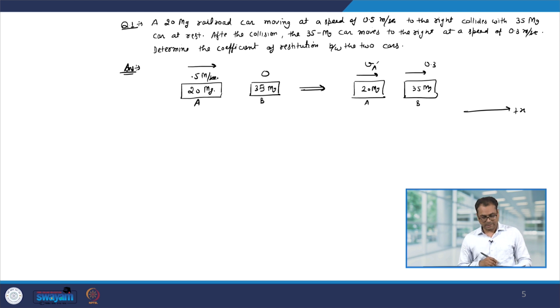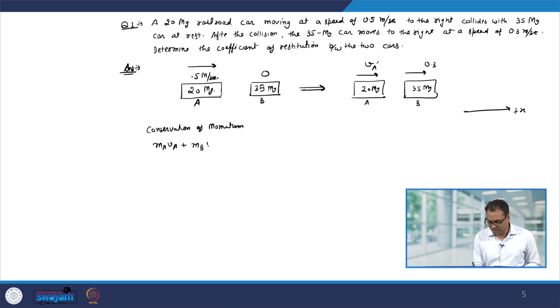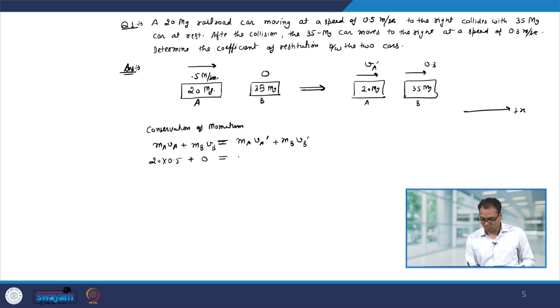Let us take this as positive x direction. To find out V A prime, we can use the conservation of momentum of the whole system. So, we have M A V A plus M B V B, this is the momentum before the collision, equal to M A V A prime plus M B V B prime. So, M A and V A is given 20 into 0.5 plus V B is 0 equal to M A V A prime plus M B into V B prime, and this gives you V A prime equal to minus 0.025 meter per second. Therefore, we have to change the direction of the V A prime.